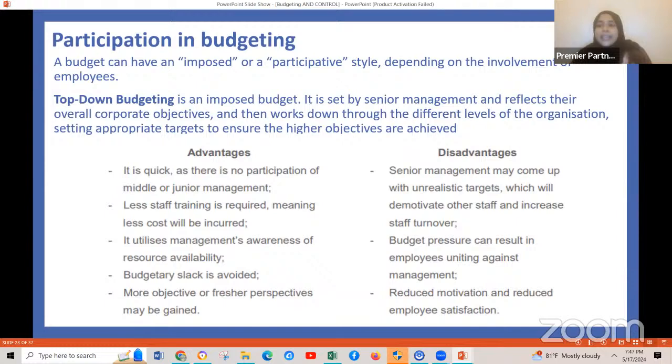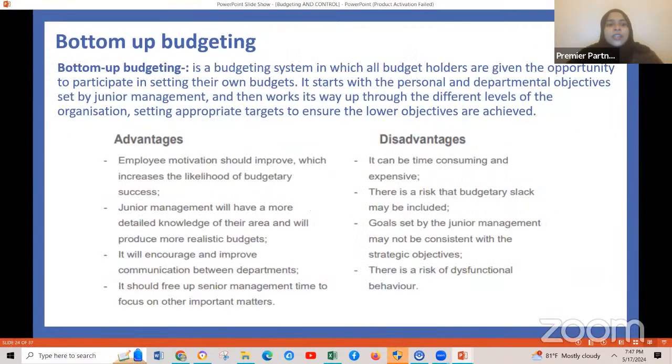When you're setting budgets, if you allow employees to participate in budget setting, it's called participative budgets, but not all organizations allow it. Many organizations take a top-down approach where the senior managers set the budget and they just implement it on the junior guys. So you all will have to read these advantages and disadvantages. Bottom up budgeting is when you let everyone participate. It's very lengthy, but if the workers are skilled, it can be an effective technique because it will increase motivation.